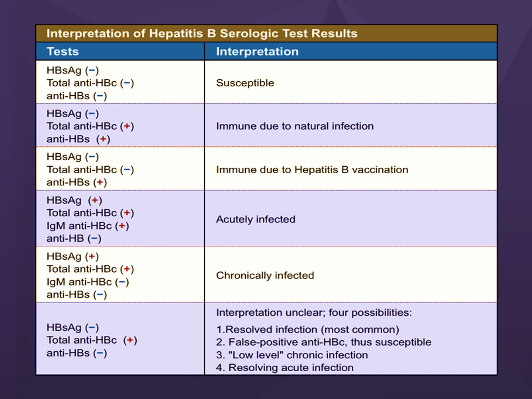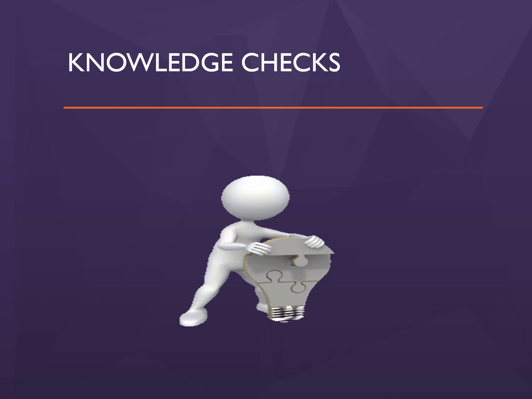The Hep B surface antigen, Hep B core, and the Hep B surface antibody. If the antigen and the surface antibody are negative, but the core is positive, it could be several possibilities. They could have had the infection and it resolved. It could be a false positive. They can have a low-level chronic, or it could be a resolving acute. This is still a patient that you will continue to manage or monitor.